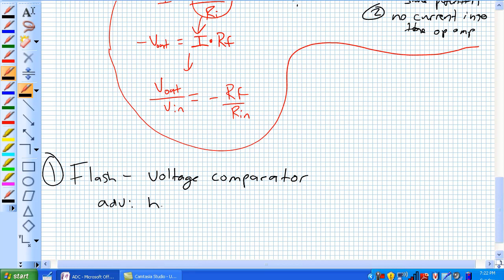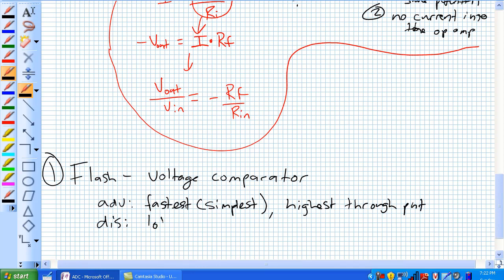Advantage, fastest, and in my estimation, it's the simplest to understand at least. Highest throughput, because you're doing everything simultaneously. The disadvantage, lots of hardware, especially for high resolution needs.